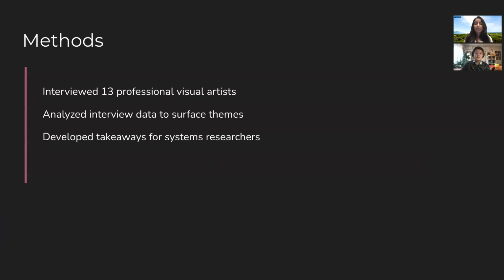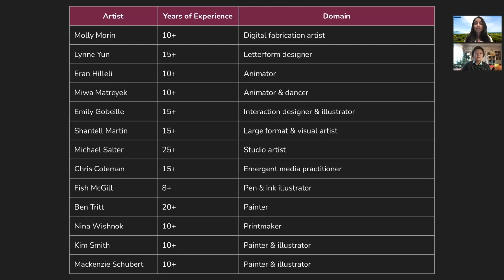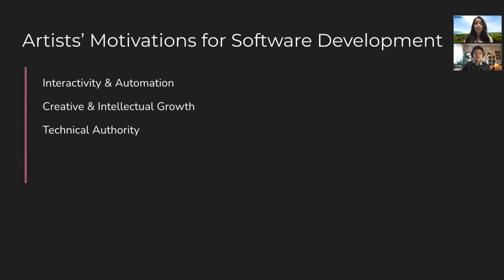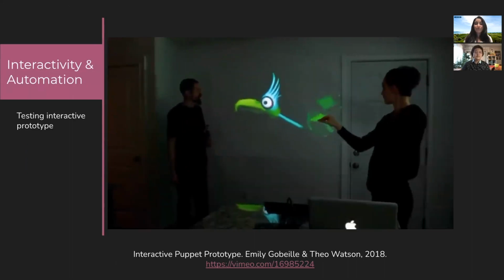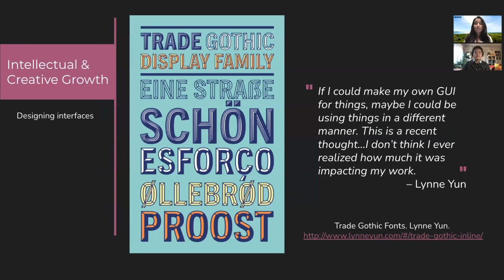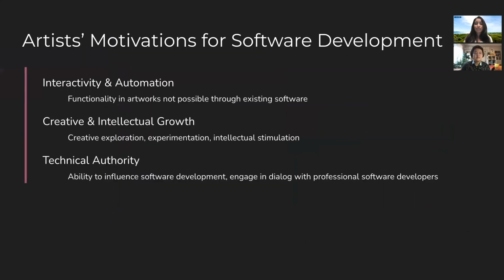We then analyzed interview data to surface themes such as why artists choose to build software and how software development shaped their practice. We focused on expert practitioners and visual artists across diverse domains, such as painting and interaction design. Artists were motivated to build software for multiple reasons. Artists built software for functional applications, like adding interactivity to artwork. Artists also use software for creative growth, such as coding their own interfaces to support specific forms of exploration or creative constraint. Lastly, artists develop software to establish technical authority when working with other artists or software developers.